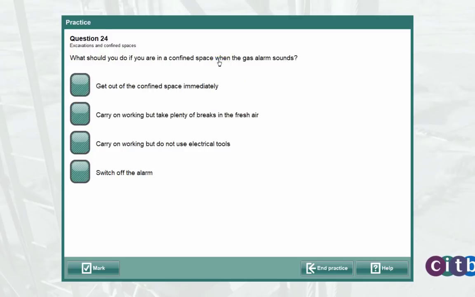What should you do if you are in a confined space when the gas alarm sounds? Get out of the confined space immediately. Carry on working, but take plenty of breaks in the fresh air. Carry on working, but do not use electrical tools. Switch off the alarm.